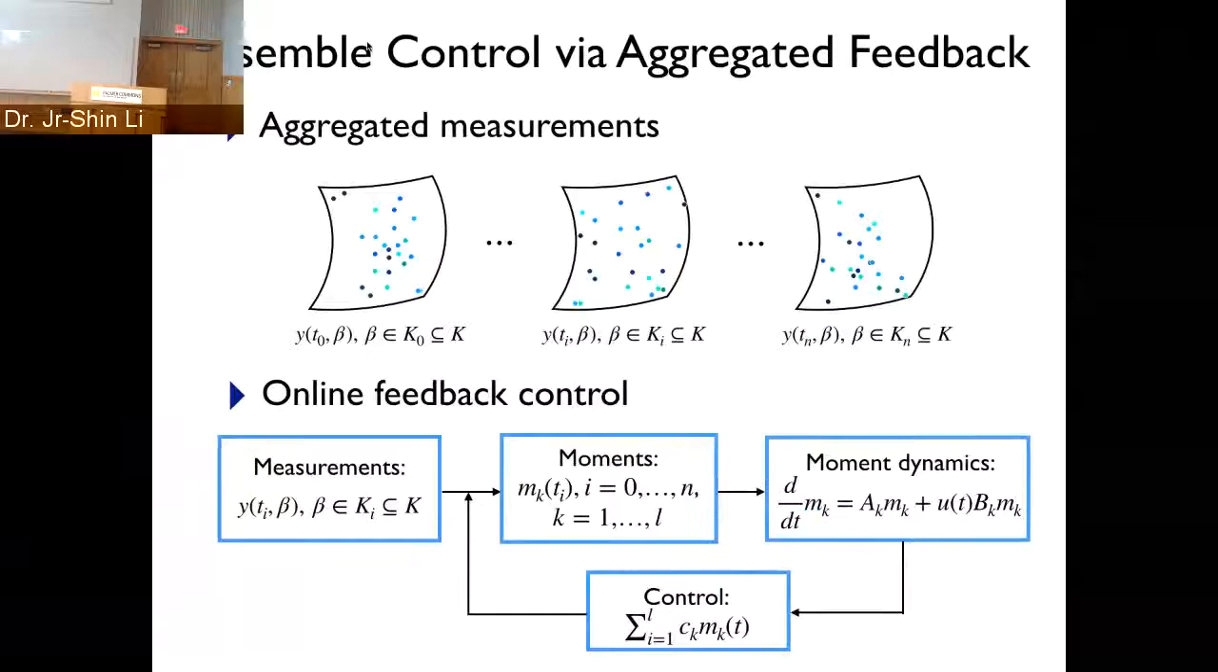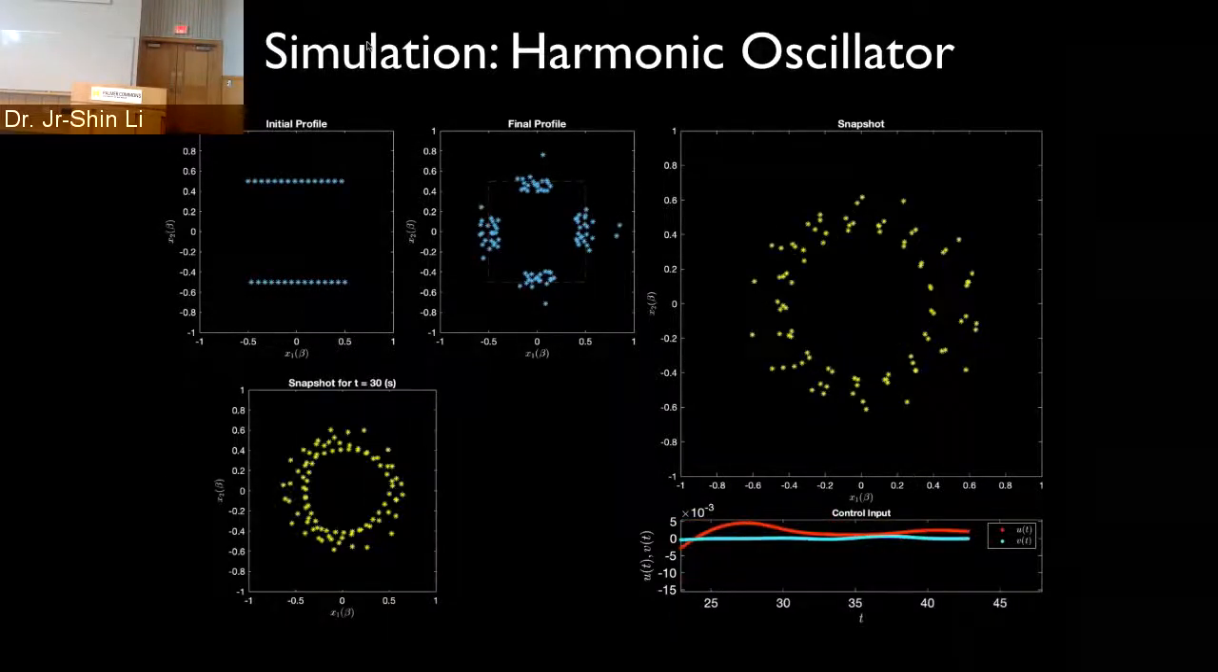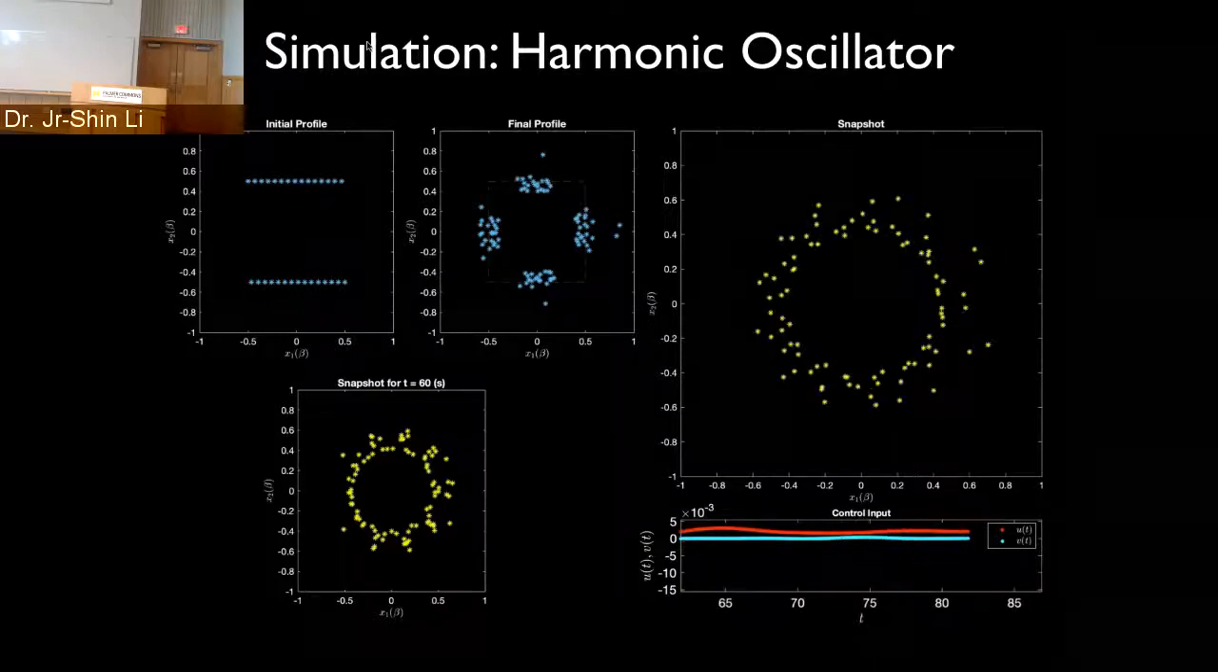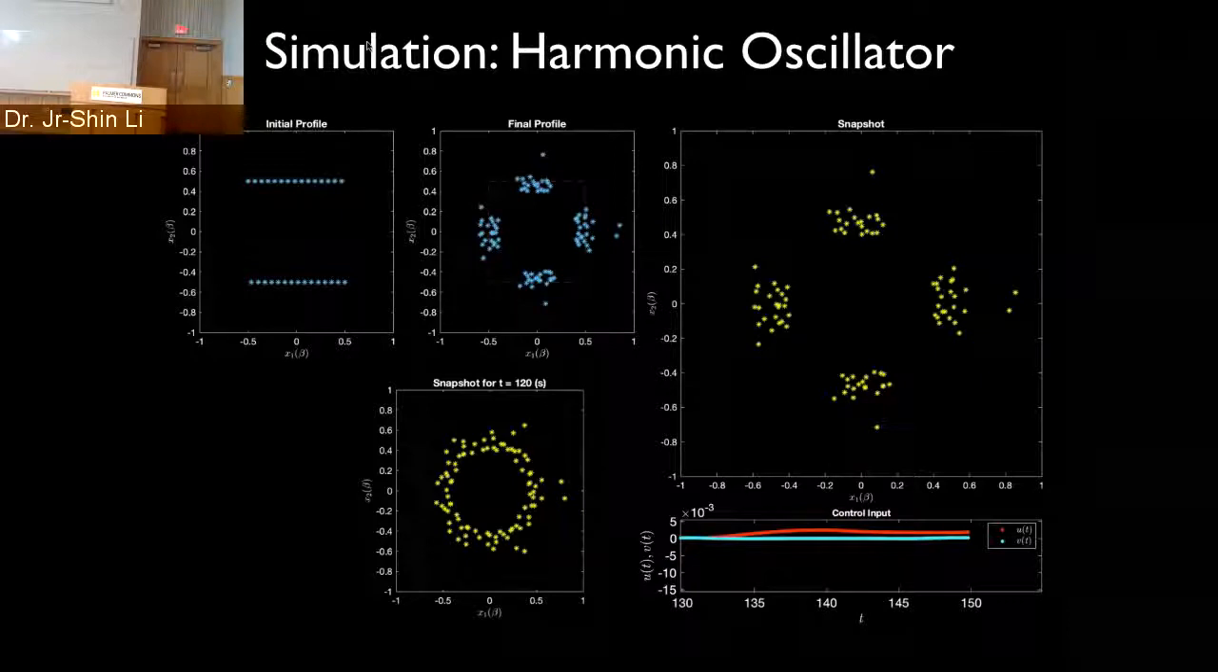Let me show you one example. This is the same harmonic oscillator example. We take a population of harmonic oscillators, this is the initial state, and this is the final configuration that we wanted to reach. This is still very preliminary. In this case, we assume that over time we have the measurement data. Now we start to evolve the system, and assuming that we can collect this measured snapshot data, we actually use this to design the control.